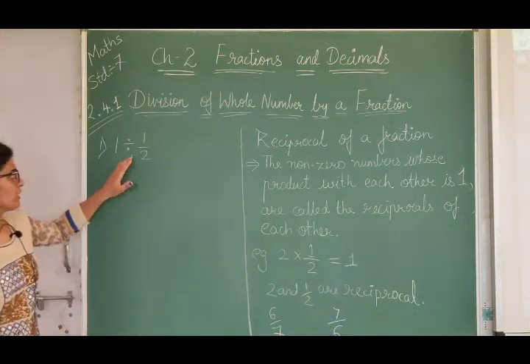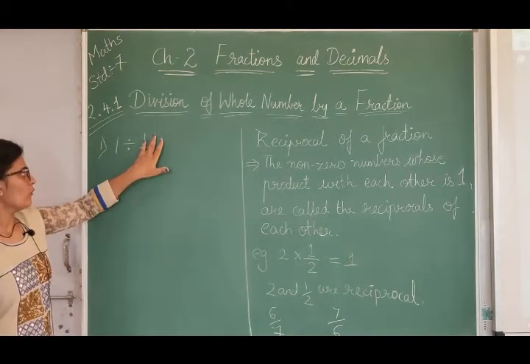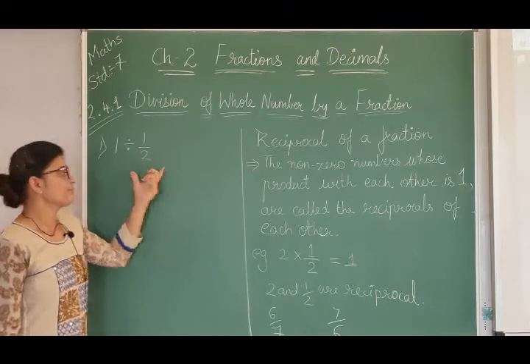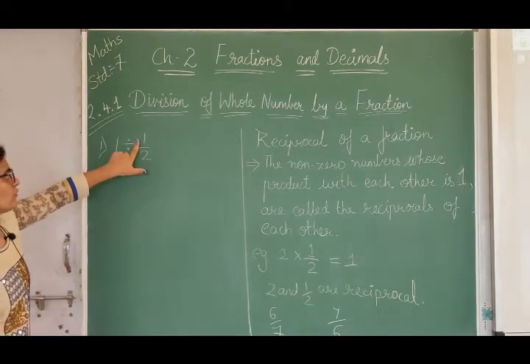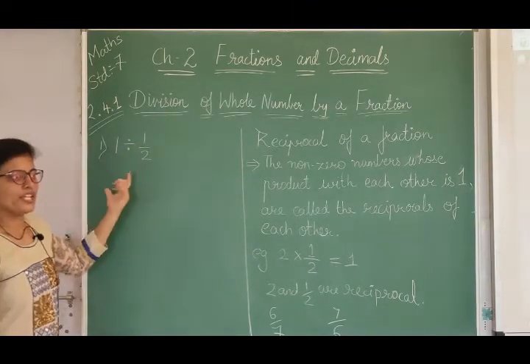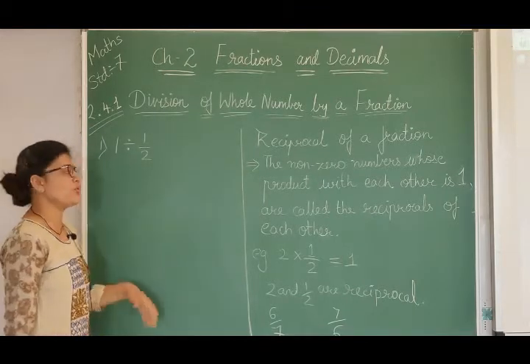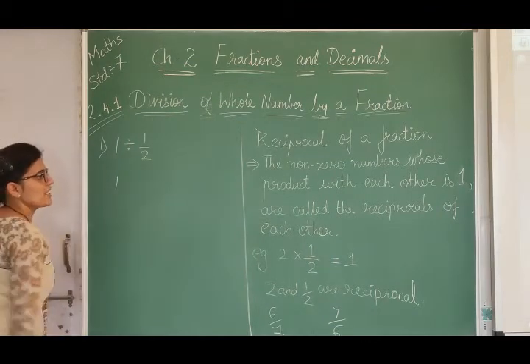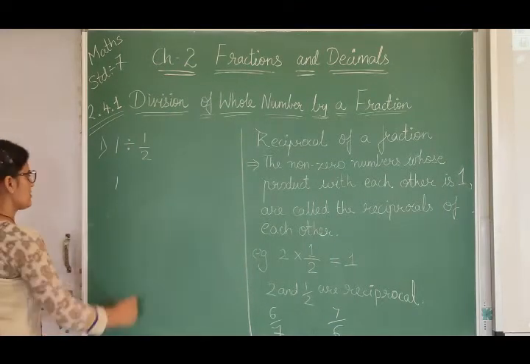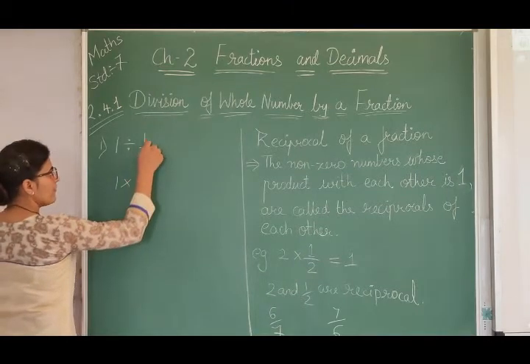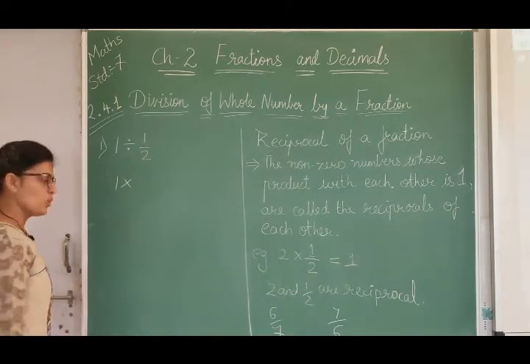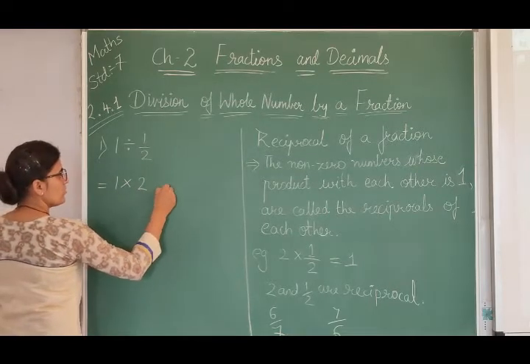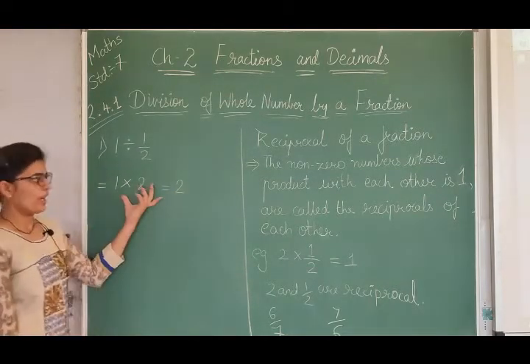Now let us move to the main topic, 1 divided by 1 by 2. Now what we have to do? Why we need the reciprocal over here? Because we have to convert this division into the multiplication, and for that we need the reciprocal of this fraction. So this division sign will be converted into the multiplication sign. 1 multiply 1 by 2's reciprocal, which will be 2. So you can see 1 2s are 2. So this will be the required answer.